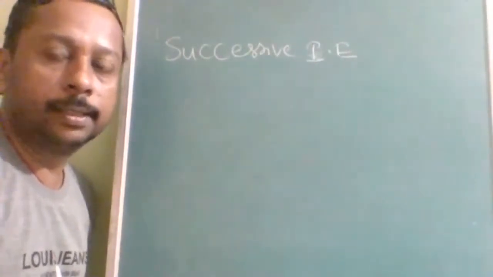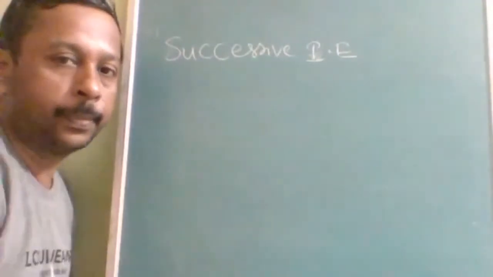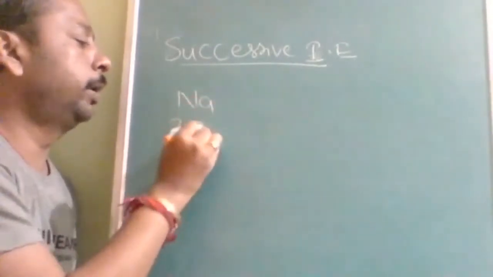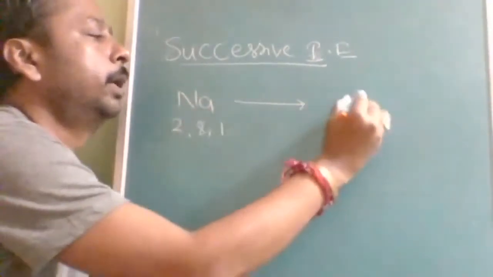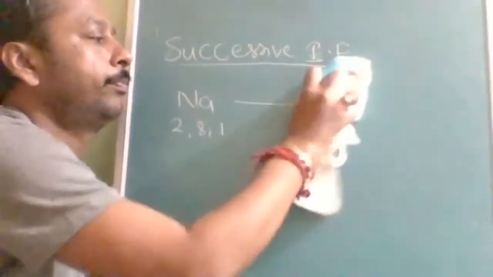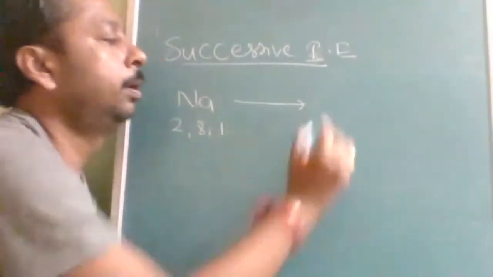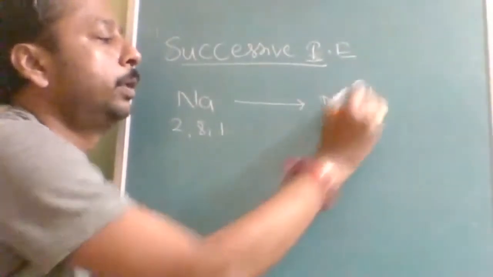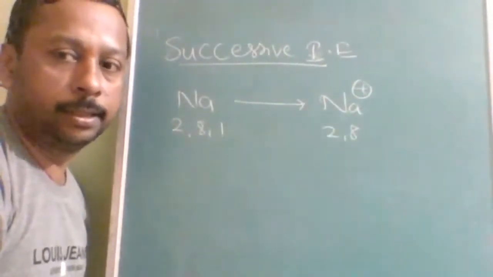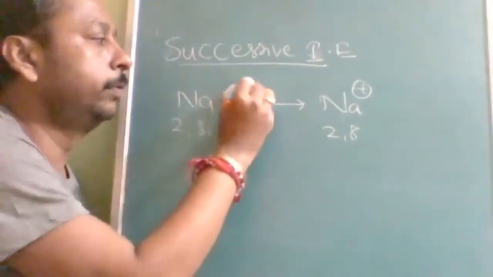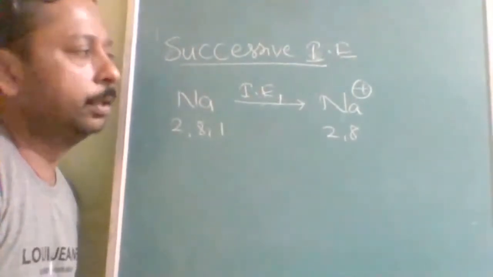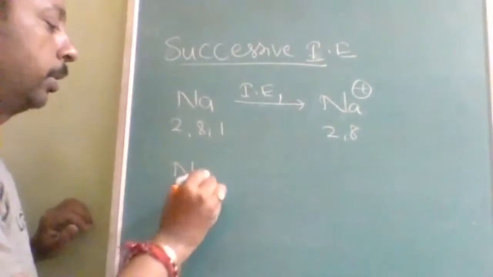Okay, let's take an example. Let's take sodium, 2, 8, 1. To get stabilized, it can convert into sodium positive, then it is stable. It does not require any further energy. So this will be what? IE1. What is it called? IE1.